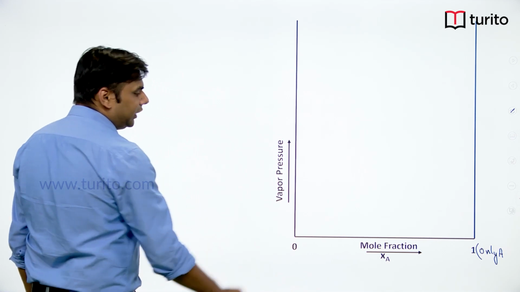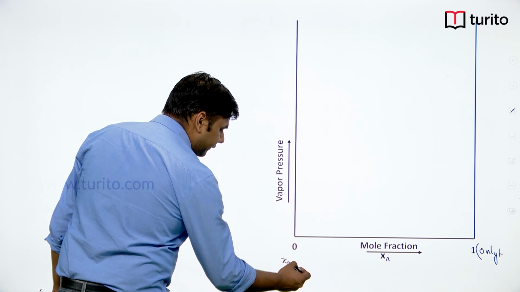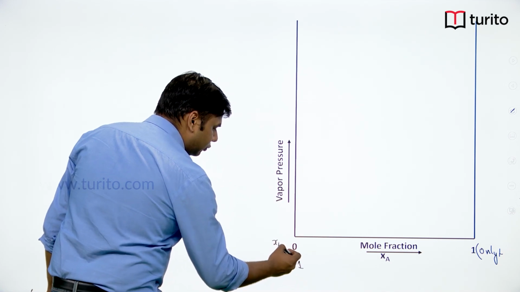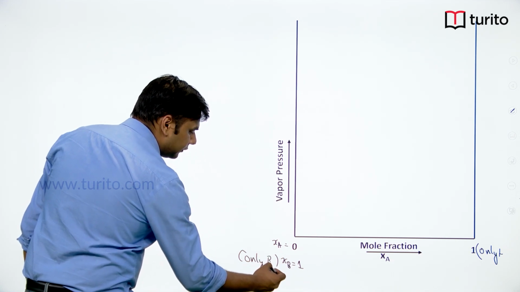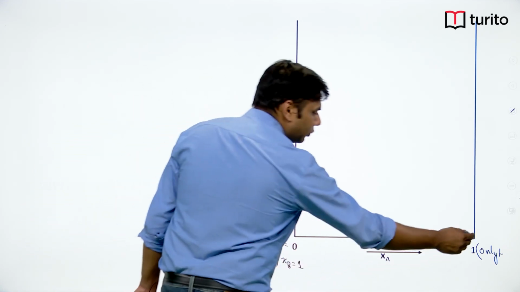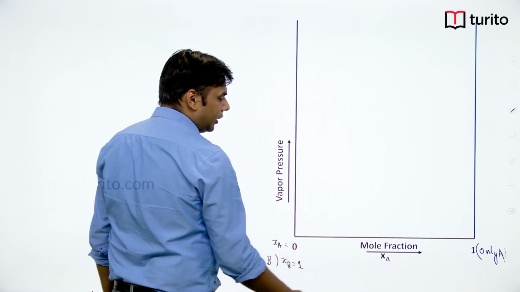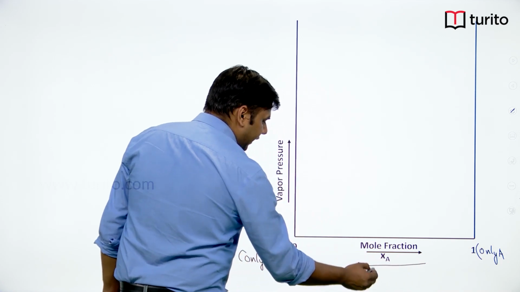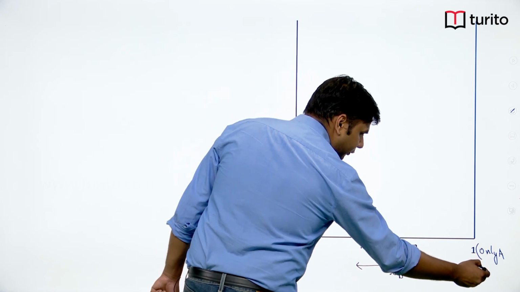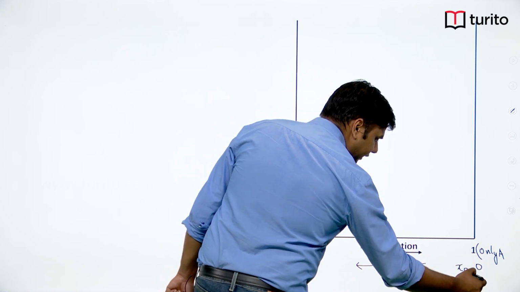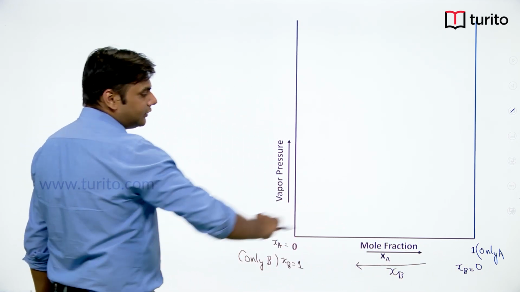Now because at this point XA is 0, it means that XB would be 1 over here, because there are two components now. So I will say that only B is present at this point, and at this point only A is present. Now I can say that if XA is increasing from 0 to 1, XB will be decreasing, because XB would be 0 over here where XA is 1, and XA is 0 over here, so XB would be 1. So XB is increasing this way and XA is increasing this way.